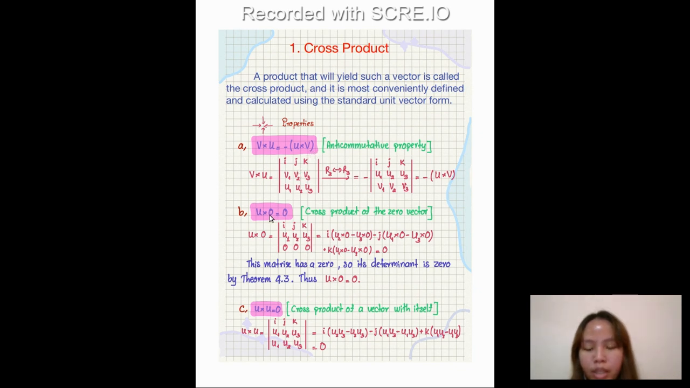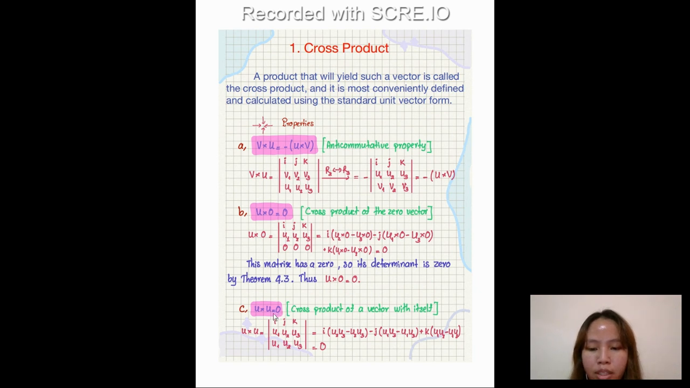And the second property, U cross 0 equals 0, is called the cross product of the zero vector. U cross V equals the determinant of a 3 times 3 matrix with the first column i, j, k, the second column the value of U, and the last column the value of 0. And then we calculate it, and it equals 0. This matrix has a zero column, so its determinant is 0 by using theorem 4.3. Thus, this property is true.